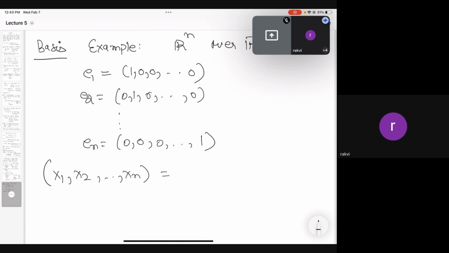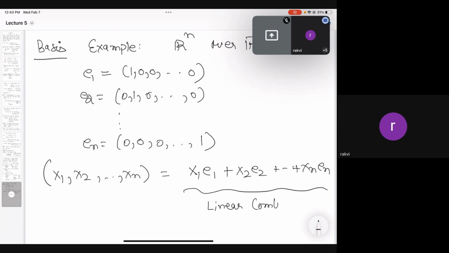So what it means is this vector (x1, x2, ..., xn) is nothing but x1 times e1, where x1 times e1 is the scalar multiplication that I'm thinking of because these xi's are real numbers, plus x2 times e2 plus xn times en. This is what I'll call a linear combination.